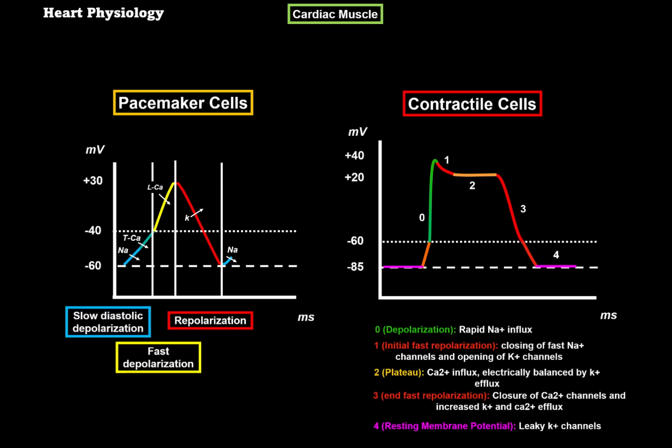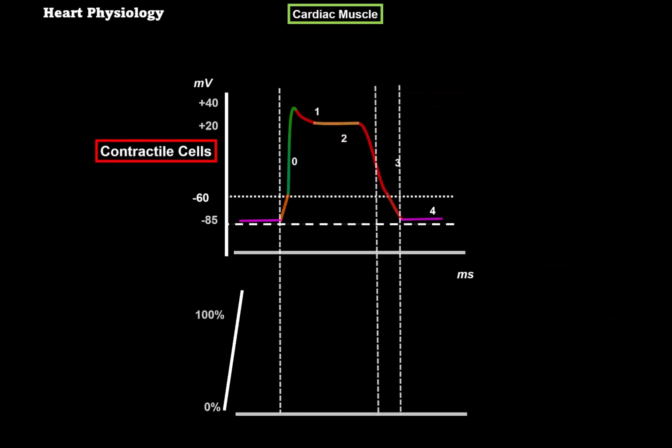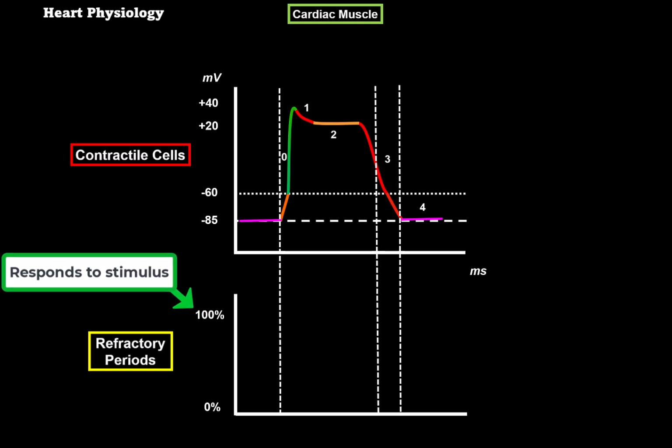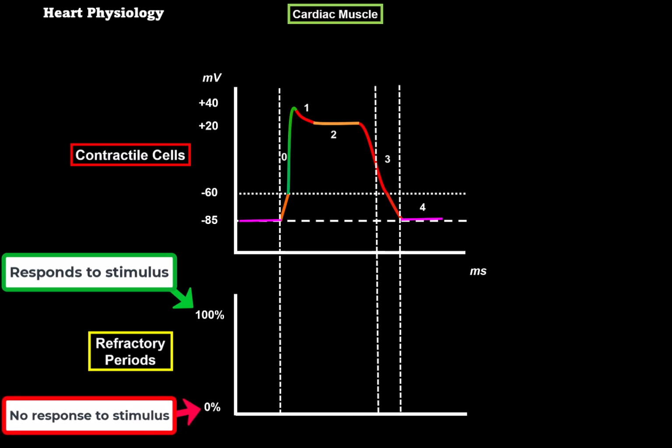Now, the next thing I want to talk about, and this is really important, is something we call refractory periods, which basically just means a period of time when the contractile myocardium is unable to contract. So on the y-axis, 100% means that the cell is 100% able to respond to the next stimulus given, while 0% means it's not going to respond to the next stimulus, no matter how much you try to stimulate it.